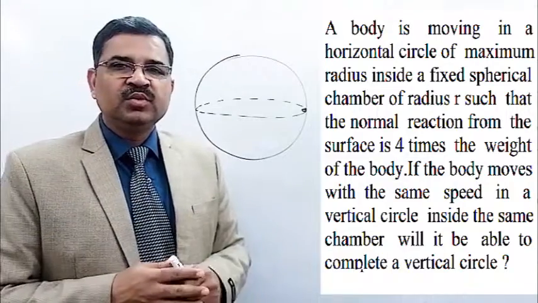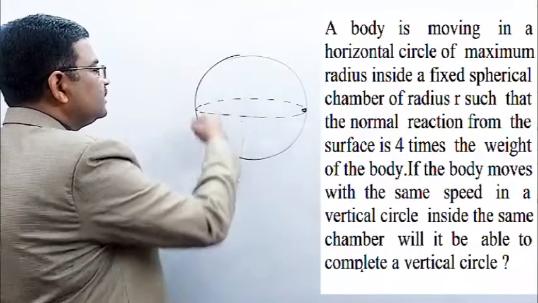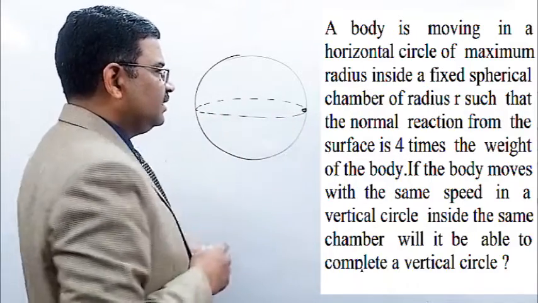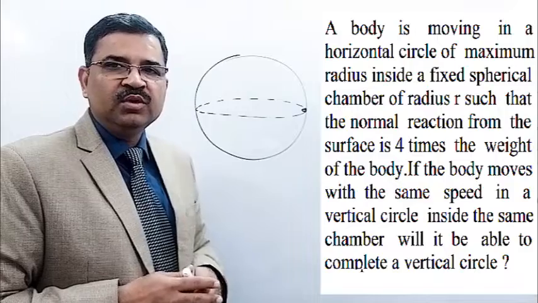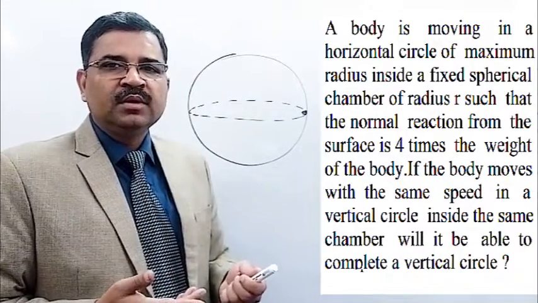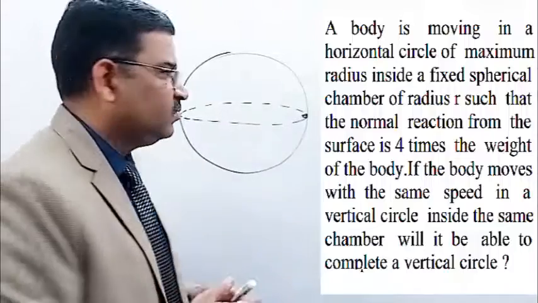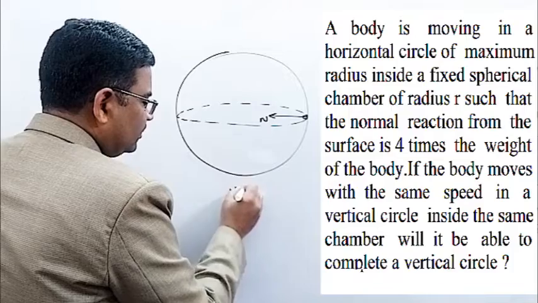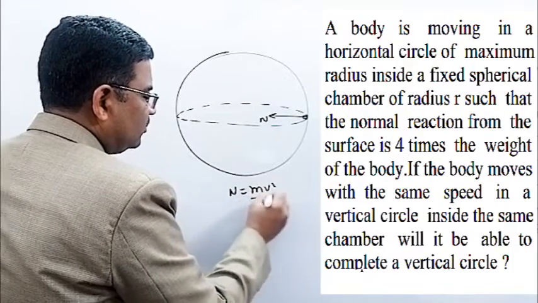Now students, let us assume that the body is moving inside this spherical chamber and it is moving on the circle of the maximum radius. This means it must be in the equatorial plane. So which force will provide the centripetal force to the body? Now this is the normal reaction from the surface. So the normal reaction is N, and this N provides the centripetal force, that is mv square by r.